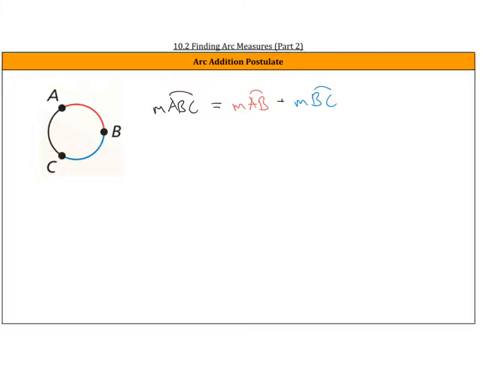Sometimes we might need to subtract because sometimes we might be given the larger arc. And then what we're asked to find is one of the smaller pieces instead. But regardless, if you use this equation and substitute in, you will be able to solve for the missing part, whatever the problem is asking for.